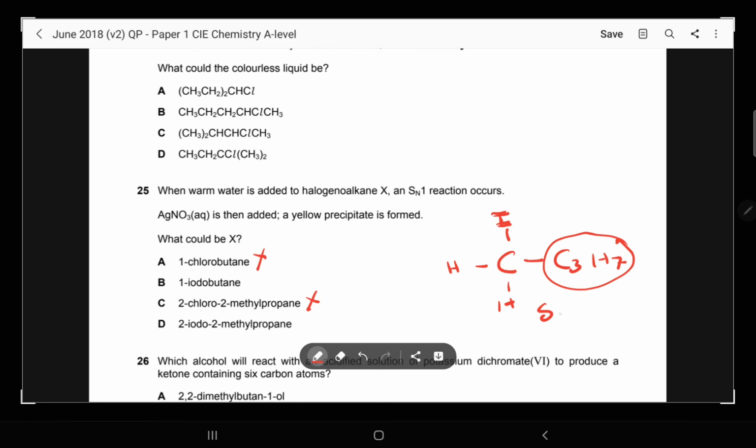This is going to undergo an SN2 reaction, where the silver is going to attack the iodine directly. The carbon center is positive, the iodine is negative. So the negative nitrate is going to attack the carbon, and then the reaction is going to happen. So this is an SN2 mechanism. Iodobutane is out of our options.